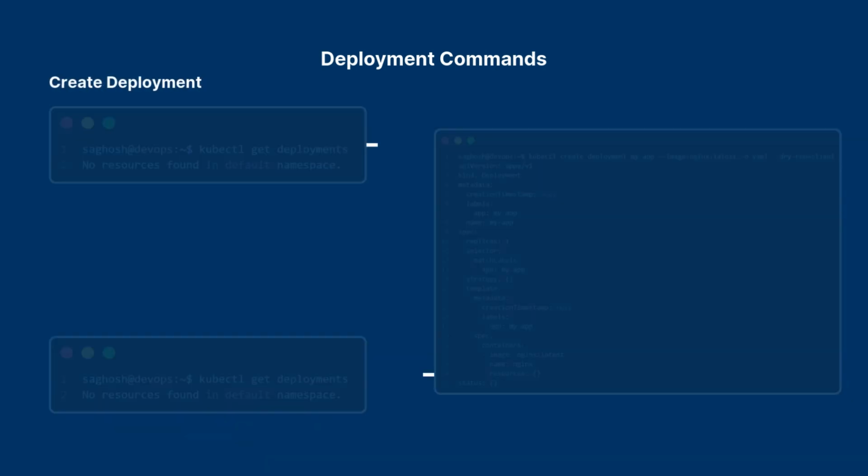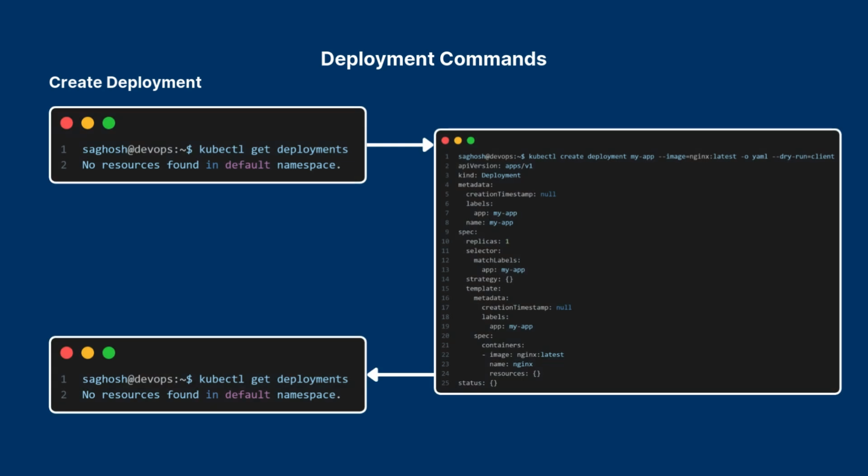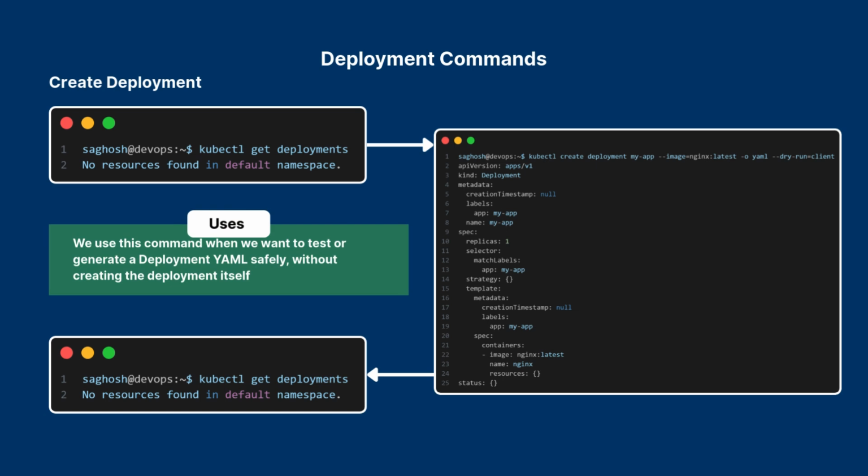The next command we have is the same command, but we are adding one extra parameter, that is dry-run=client. This flag generates the deployment manifest locally without creating the deployment. It allows you to preview and validate what Kubernetes would create, ensuring the manifest is correct before applying it. We use this command when we want to test or generate the deployment YAML safely without creating the deployment itself.